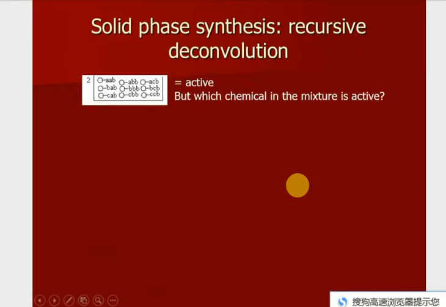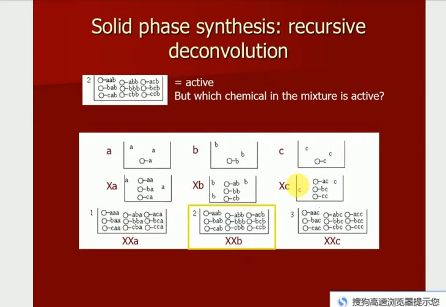So, with recursive deconvolution, we know what our active pool is. So let's say our active pool is reaction number 2. But we need to know which of these 9 chemicals in the mixture is actually active. So what we do is we take a look to see what of the structure we already know about. We already know, because we're in pot number 2, the last residue is B. So our structure is XXB, where X is something we don't know and B is the thing we do know. So we know that the last amino acid is B.